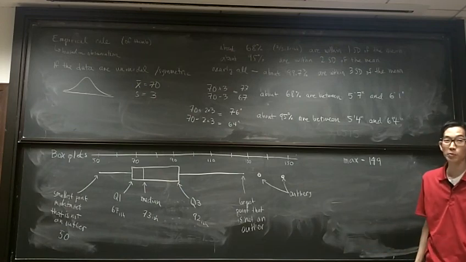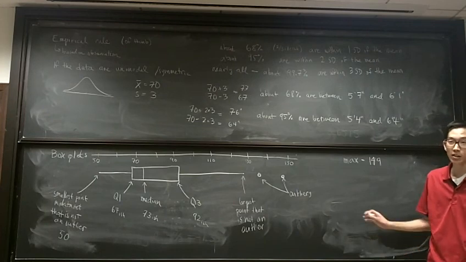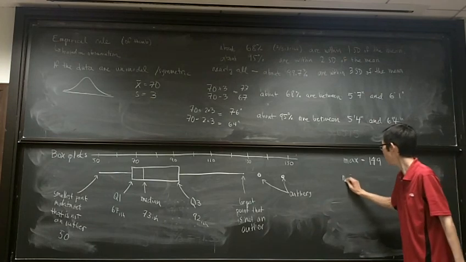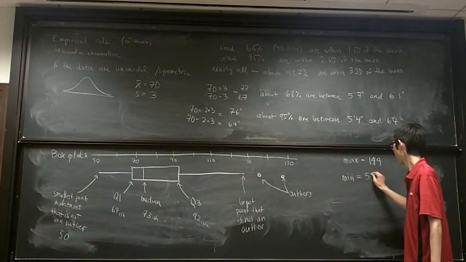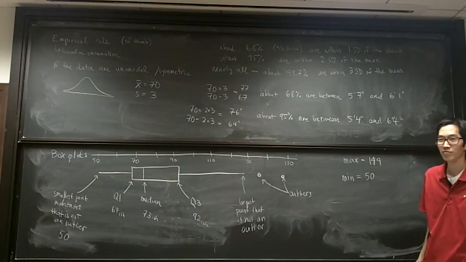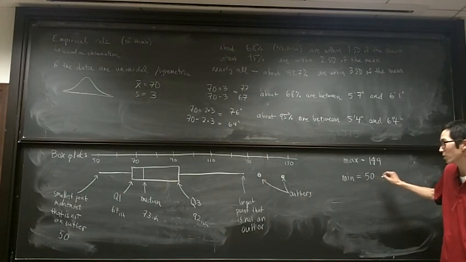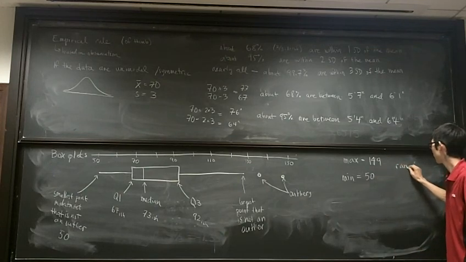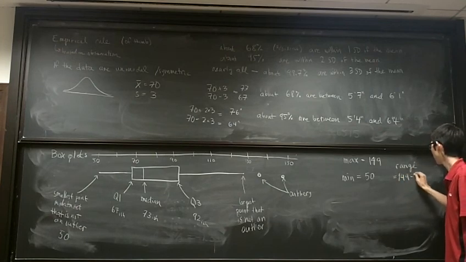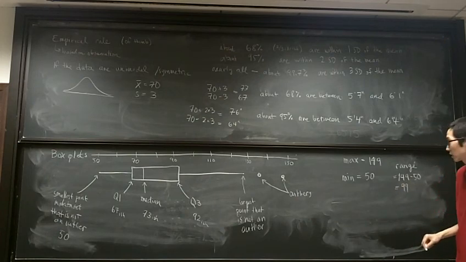What is the smallest data point in my data set? 50. Do I have any outliers in the small direction? No. Okay. So my minimum is like 50. So what's my range? The range is the max minus the min, so 149 minus 50. I have a range of like 99. Okay? Is that okay?